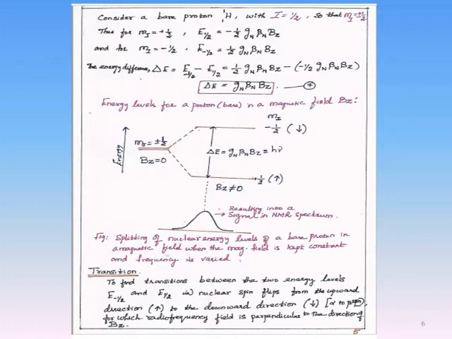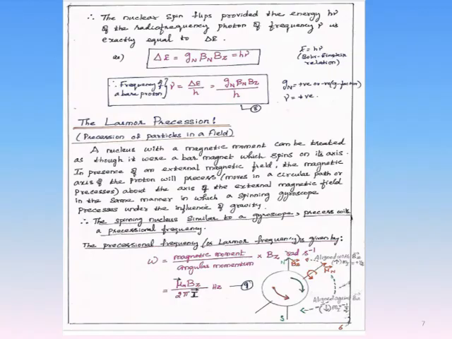So the transition depends upon the energy difference and absorption of the frequency of the radiation, and also the position of the signal, as we discussed earlier, will depend upon the electronic environment around the proton. So the nuclear spin flips provided the energy h nu of the radio frequency photon of frequency nu is exactly equal to delta E. So we can equate delta E, which is Gn beta n Bz, to h nu.